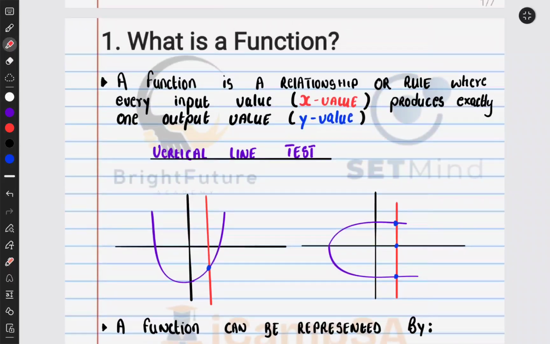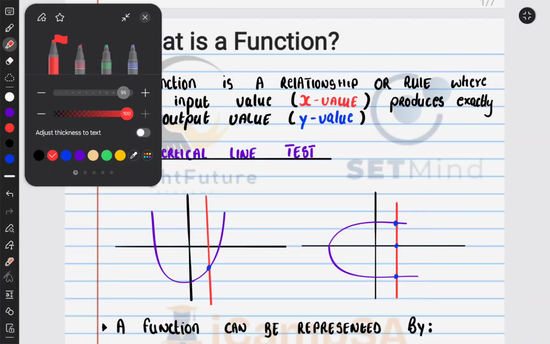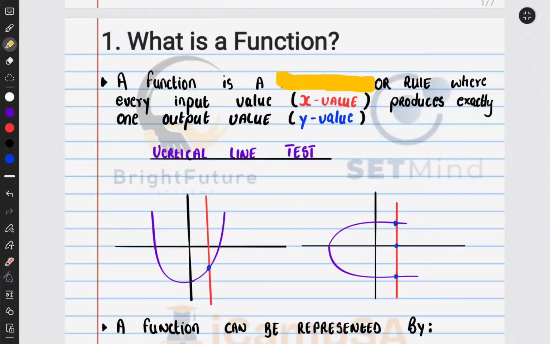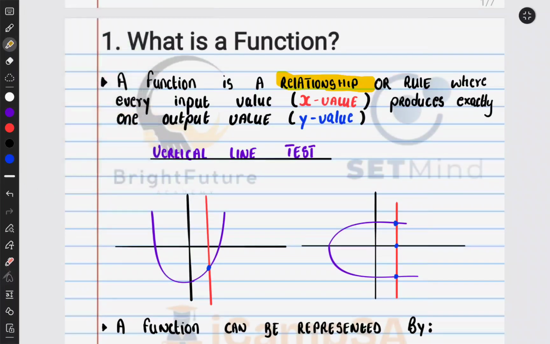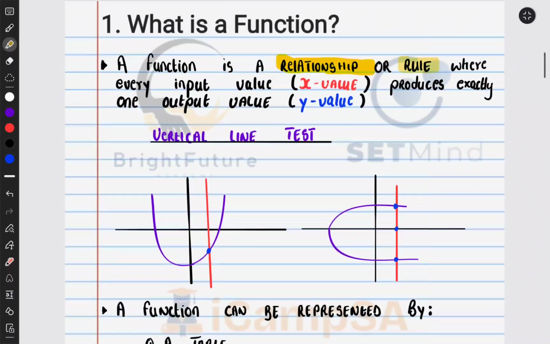A function is a relationship or a rule where every input value, which is usually the x value, produces exactly one output value, which is usually the y value. So for every input we have exactly one output value.